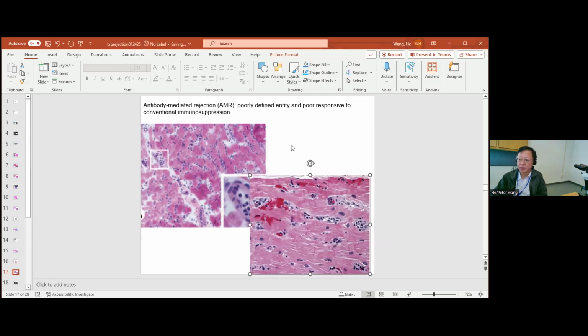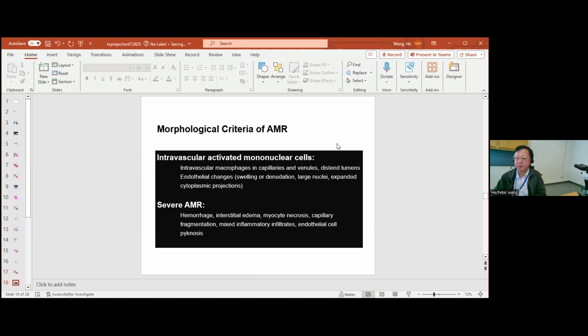So in summary of the morphology of antibody-mediated rejection, there are two types. One is intravascular changes: you have prominent endothelial cells and you have mononuclear cells within the lumen. And in severe situations, you have hemorrhage, interstitial edema, myocyte damage, everything.